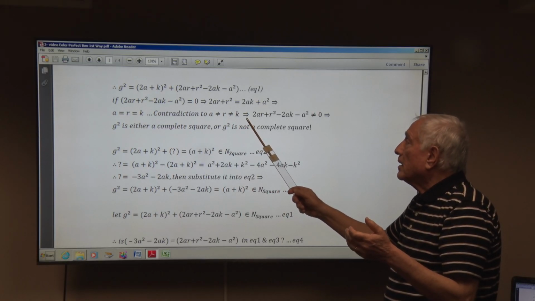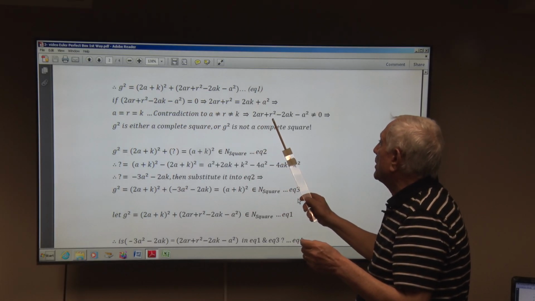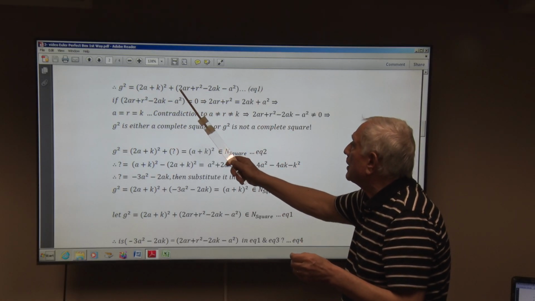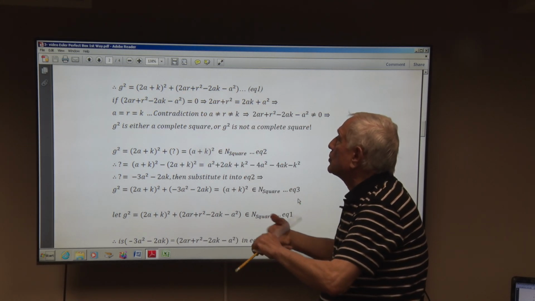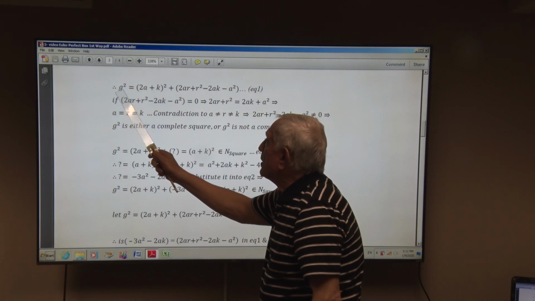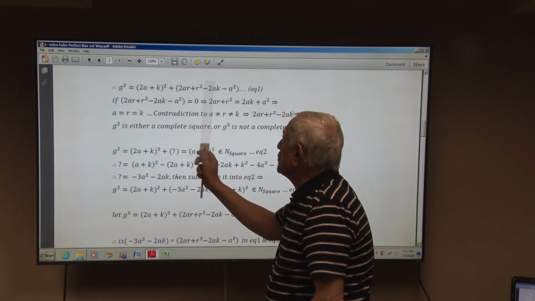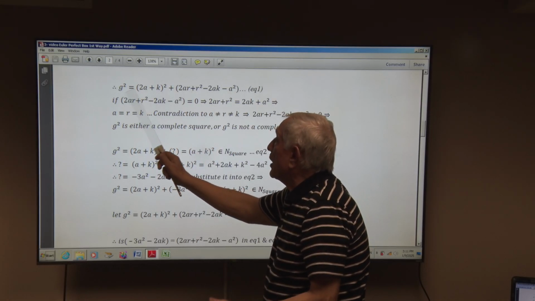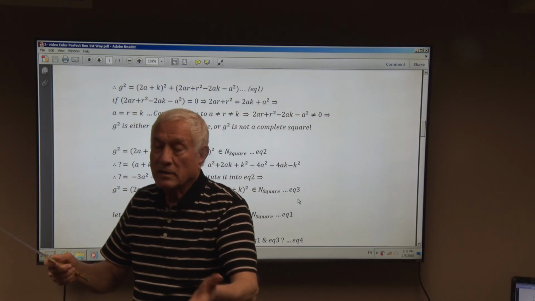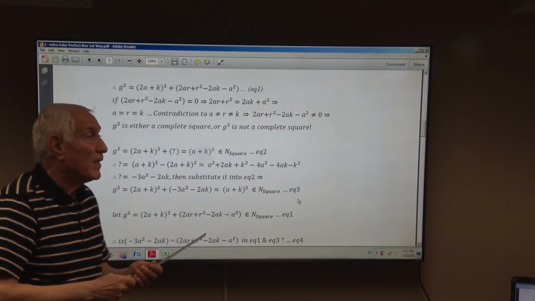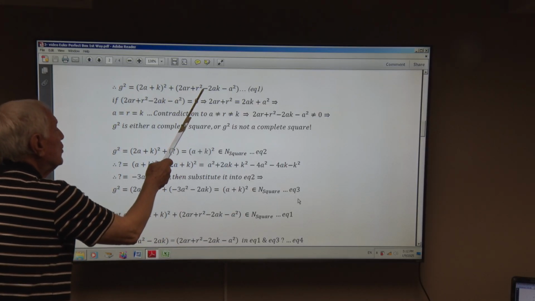Then this parenthesis value, 2ar plus r squared minus 2ak minus a squared, is not 0. When this is not 0, g squared is still unknown. It means I don't know whether g squared is a square or not, like 8 or 9. 9 is a square, 8 is not a square. The important thing is I proved this one is not 0.